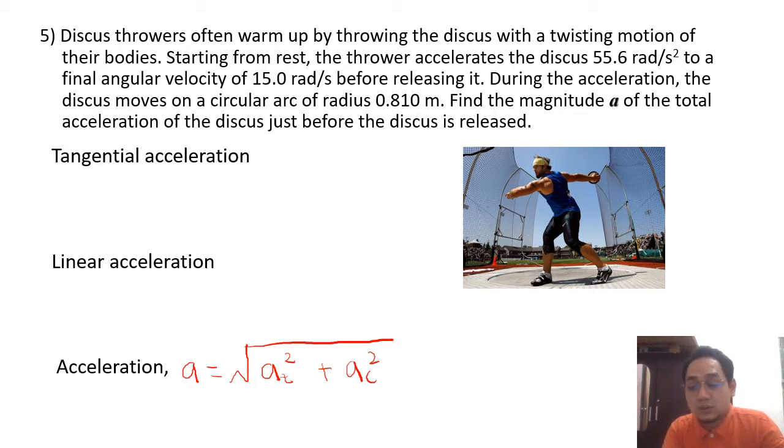Okay, so first we are going to find the value for tangential acceleration. As we know, the formula for tangential acceleration is a_t equal to r alpha. So substitute the information given. r is 0.81, alpha is 55.6.